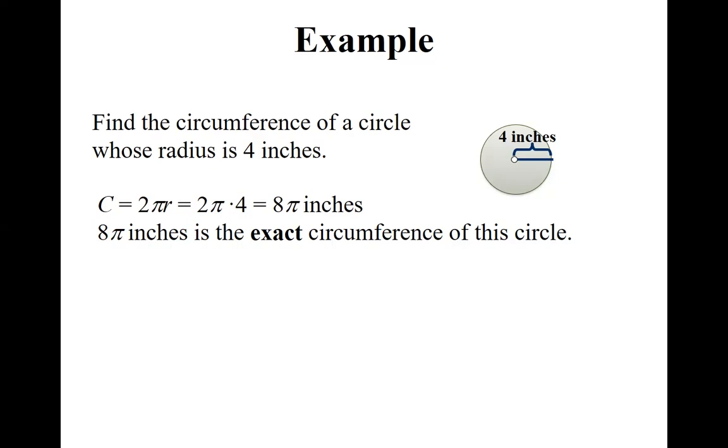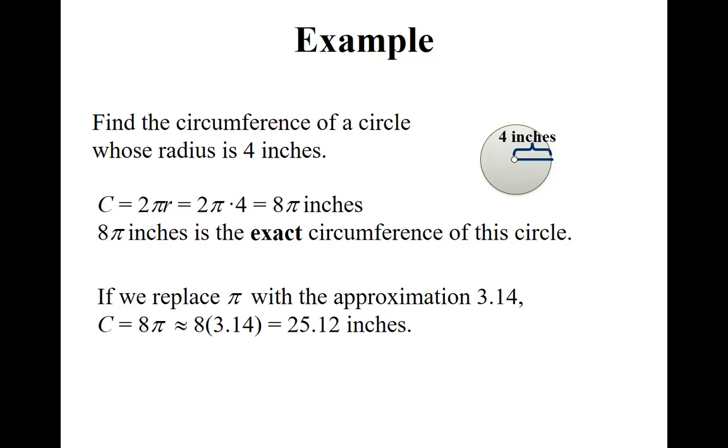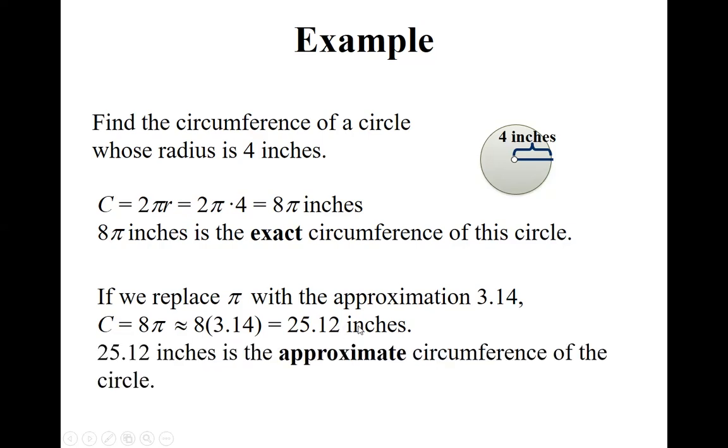If we want a decimal approximation, we would replace pi with 3.14. So the circumference of 8 pi is approximately 8 times 3.14, and that gives us 25.12 inches. 25.12 inches would be the approximate circumference of the circle.